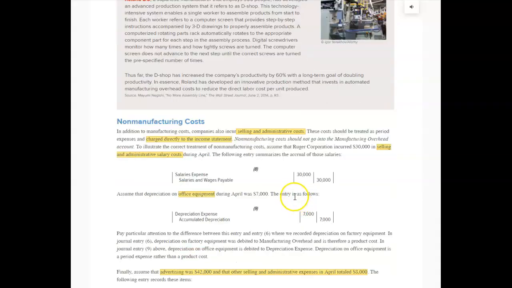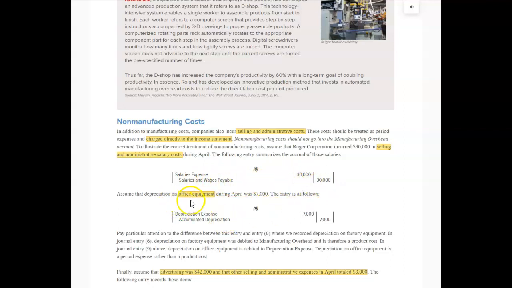Okay. Now, non-manufacturing costs, a few more entries. Those selling and administrative costs are taken directly to the income statement. Those are period costs, not product costs. So here's the entry to record selling and administrative salaries for the company. Debit salaries expense. Don't debit work in process. Don't debit manufacturing overhead. These are not related to production. This is like the front offices and the salespeople and so forth. So debit salaries expense, $30,000. Credit salaries and wages payable, $30,000.